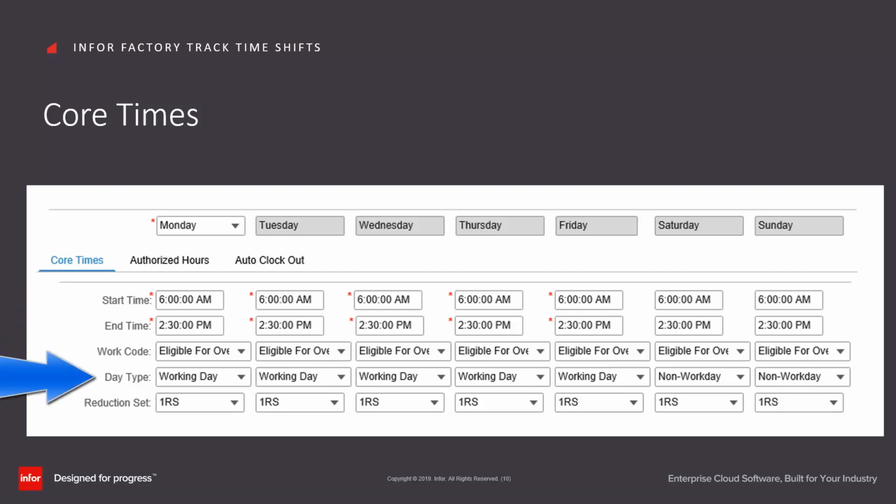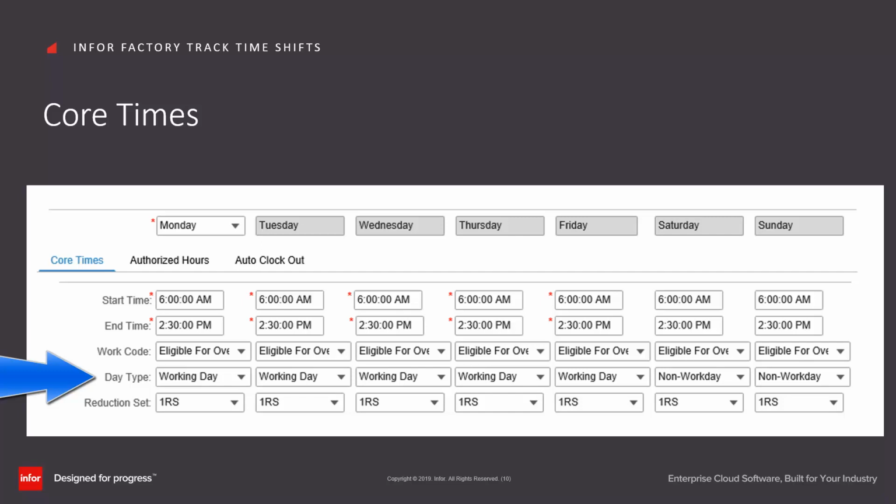Work codes tell the application how to handle hours. When overtime eligible is selected, the overtime method specified for the shift will be applied to the hours. When the overtime method is to be overridden with a specific hours type, set the work code to that hours type. The alternatives are regular, overtime, and double time. All hours entered on a shift day with a work code override will categorize as that hours type.